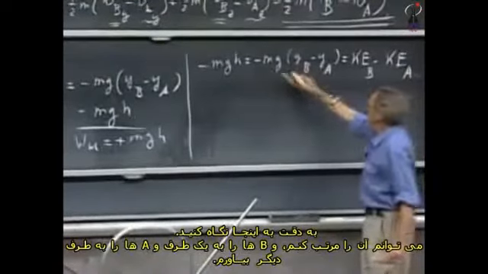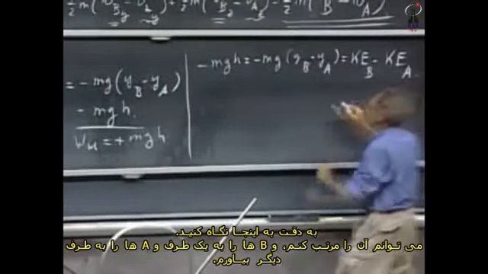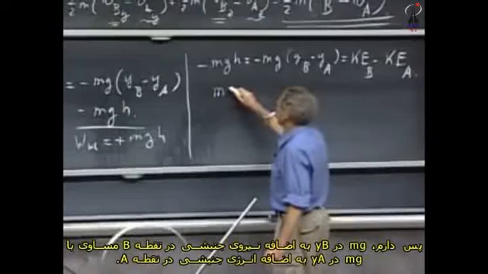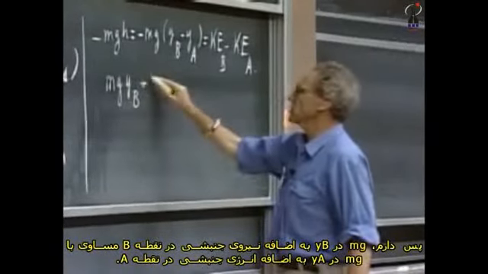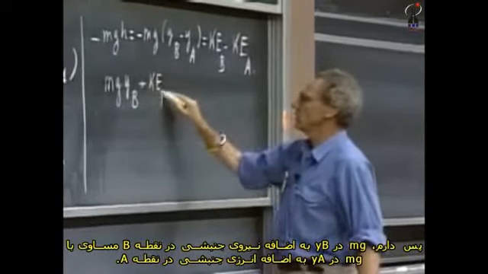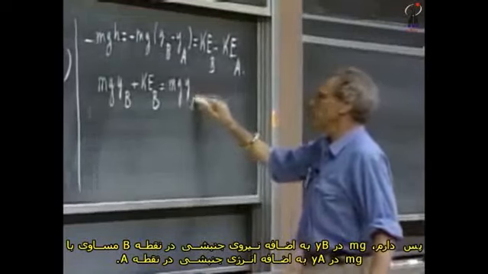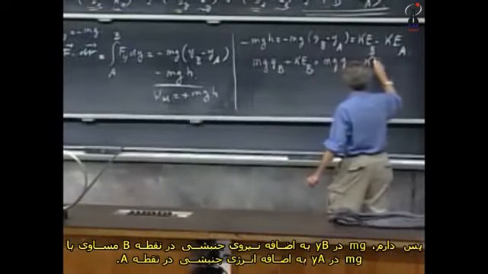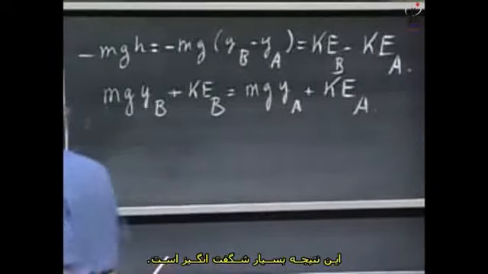Look closely here. I can rearrange this and I can bring the B's on one side. I can bring the A's on one side. I then get mg times y of B plus the kinetic energy at point B equals mg times y of A plus the kinetic energy at point A. And this is truly an amazing result.